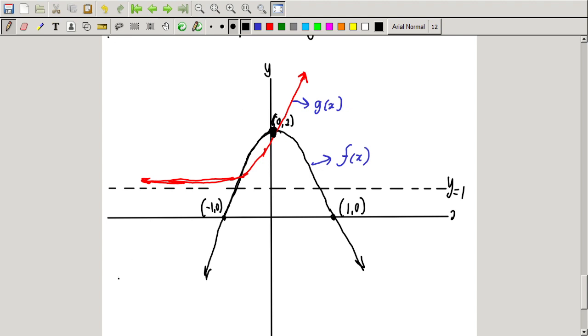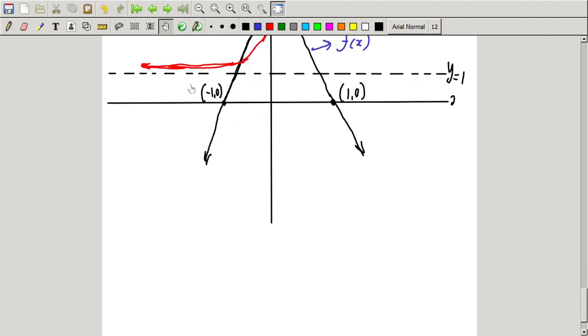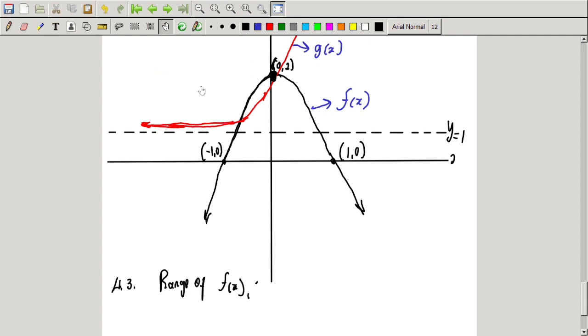Our next question says it's 4.1. Is it 4.3? I think it's 4.3, but if it's not, I'll go up and check. 4.3 says we must write down the range of f of x. So the range of f of x, let's go check our graph. So here's f of x.